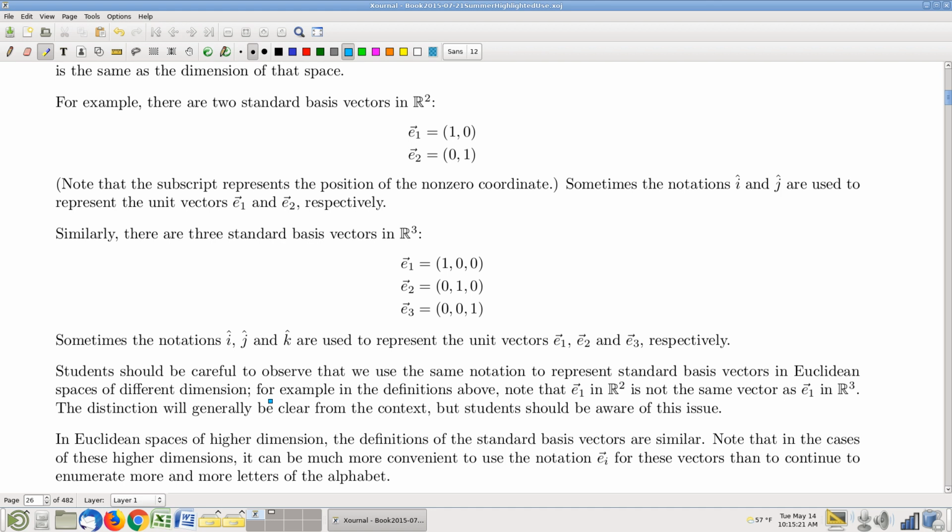Okay, analogously in R3, these are called the standard basis vectors in R3. Easy to notice the pattern. These point along the x, y, and z axes in the positive directions, magnitude 1.